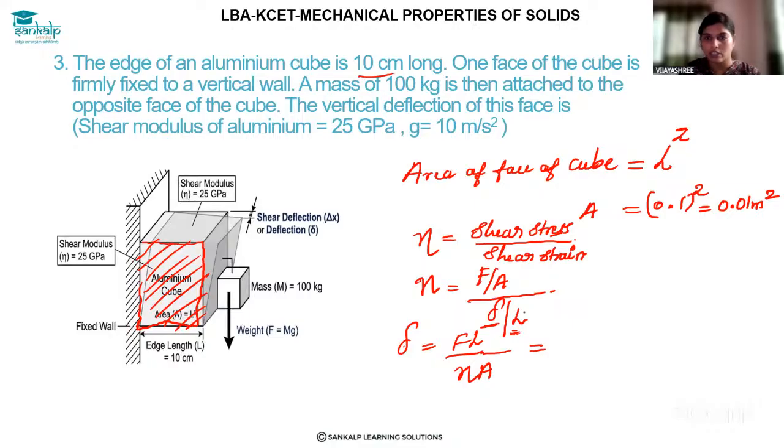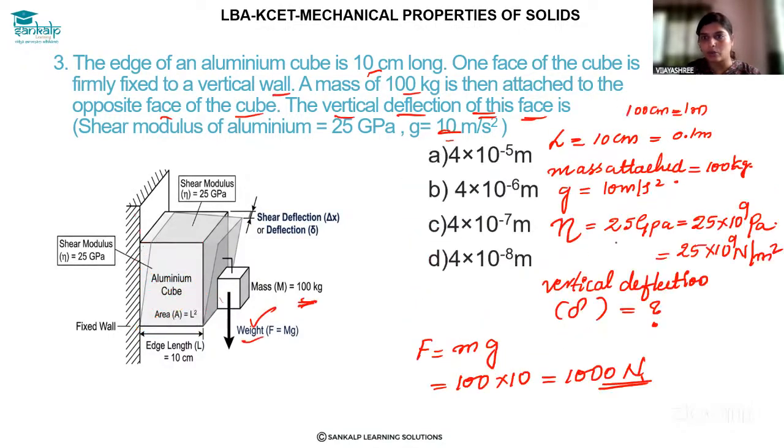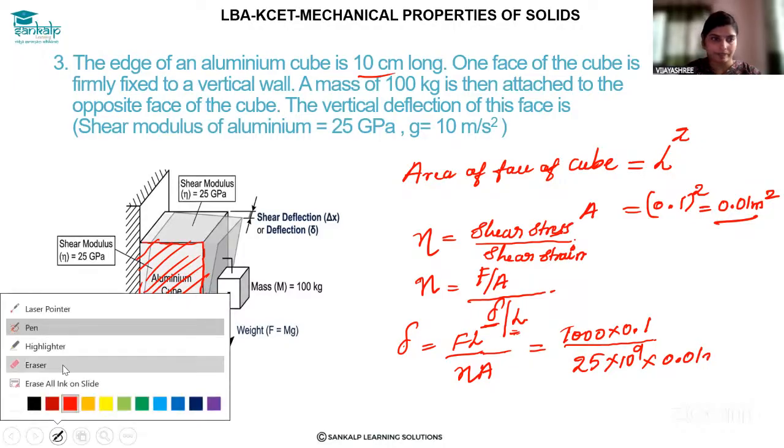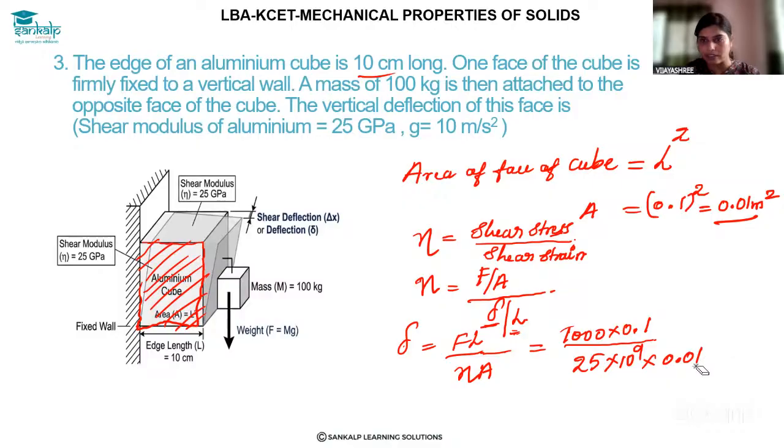So what is the force? 1000 Newton. Length is 0.1 meter, right? And this eta is given as 25 gigapascal, which is equal to 25 into 10 to the power 9 Pascal. Area is L square, which is equal to 0.01 meter square. So let us simplify this.